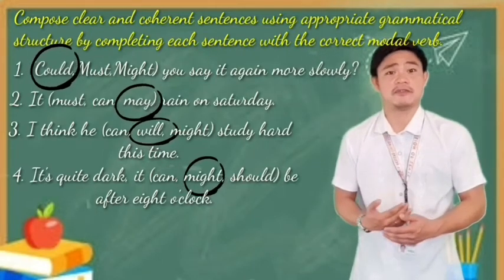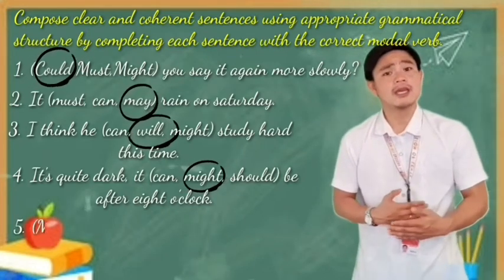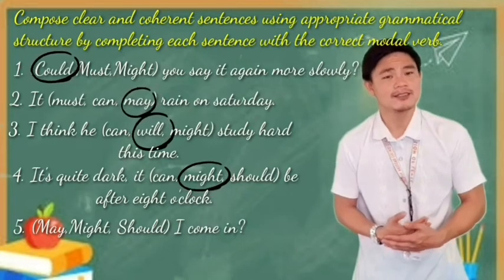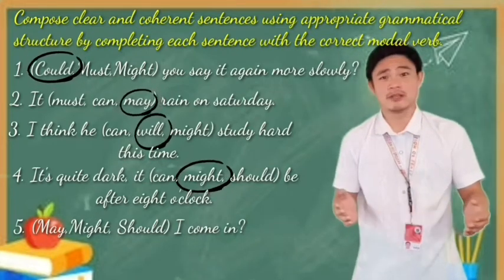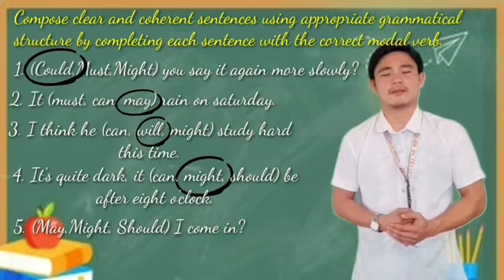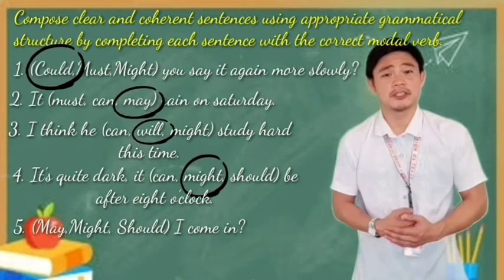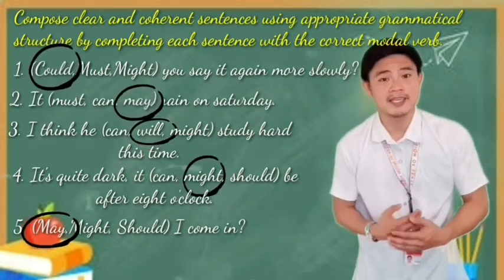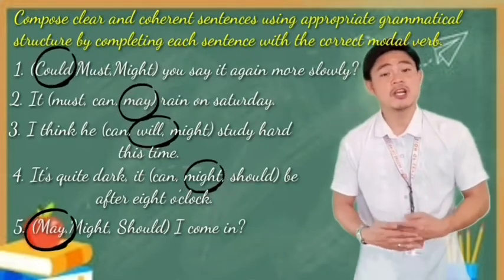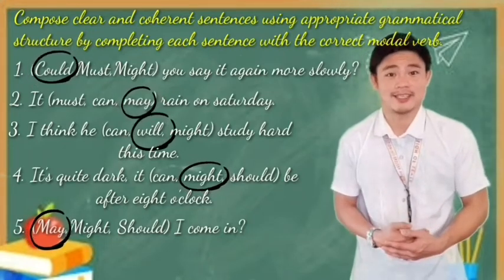Next, number 5, the last number for this exercise. May, might, should I come in? What is the modal verb? The modal verb used in sentence number 5 is may, and may expresses permission. The speaker is asking permission if he may be able to come inside.